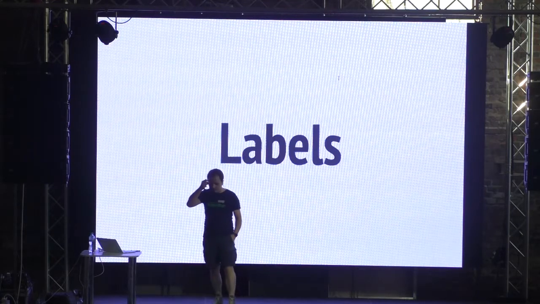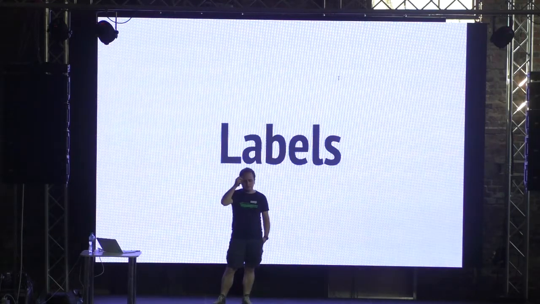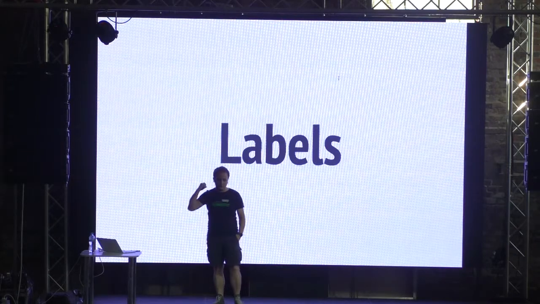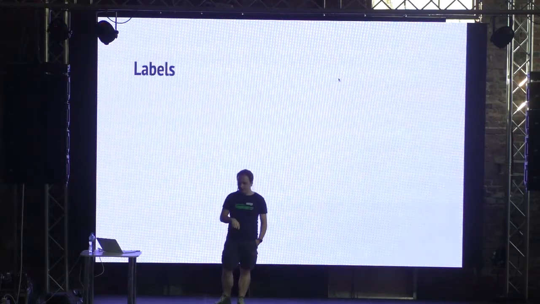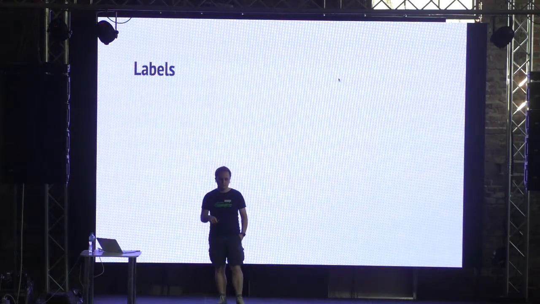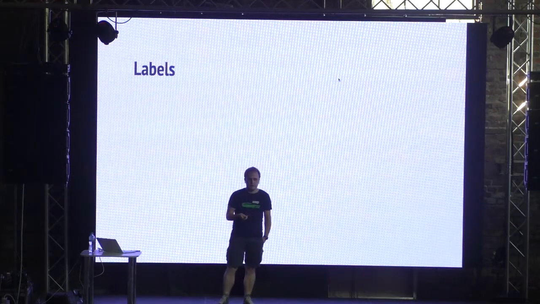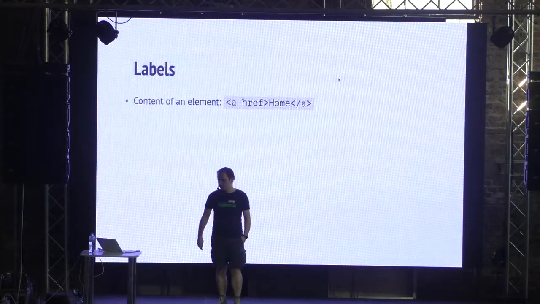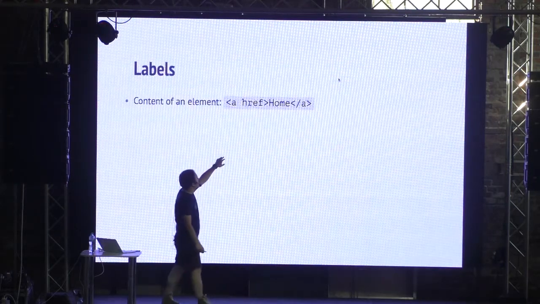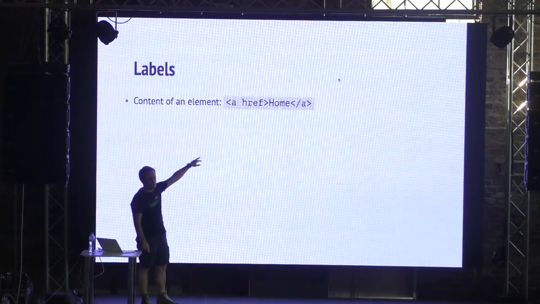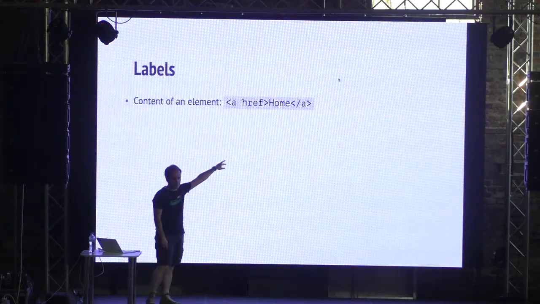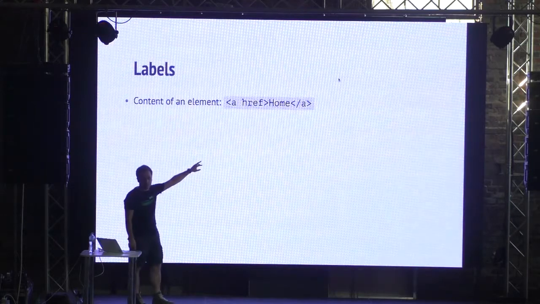There's another important thing in interfaces, just like I already mentioned before. This is label. And label is a thing that tells you what this interactive element could do. This is a label. You see, href, home. Home is a label for the link. Easy. It's a label.